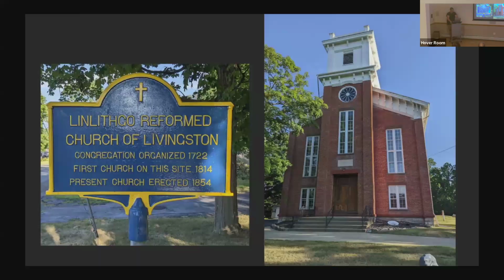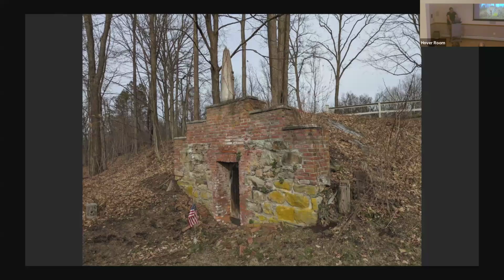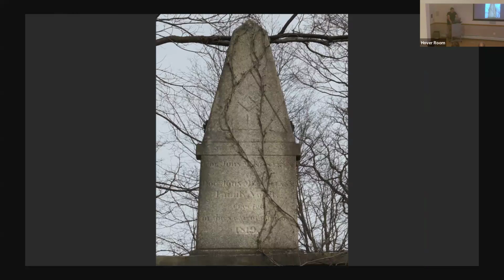And at the Linlithgow Reformed Church of Livingston, this is in the hamlet of Livingston near Town Hall, near the Livingston History Barn and the post office. In the back corner of the churchyard, there's this brick vault with a thin marble obelisk at the top. And that obelisk has been cleaned up a little bit since I took this photo. The vines have been cut back. It says Colonel John McKinstry, and I believe Dr. John McKinstry Family Vault, erected in the year of our Lord 1818.